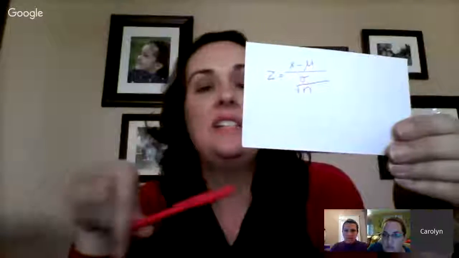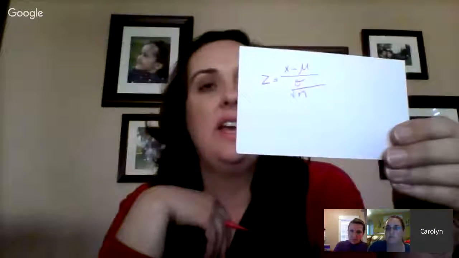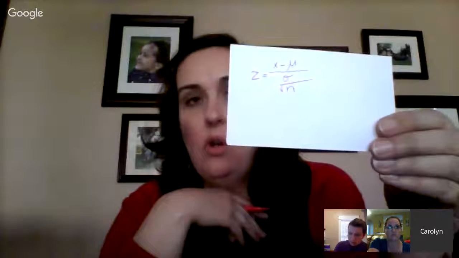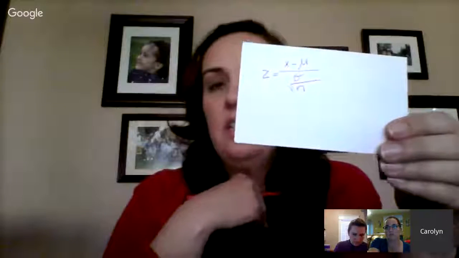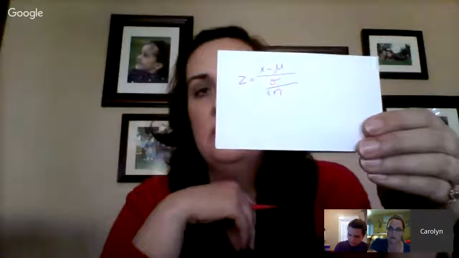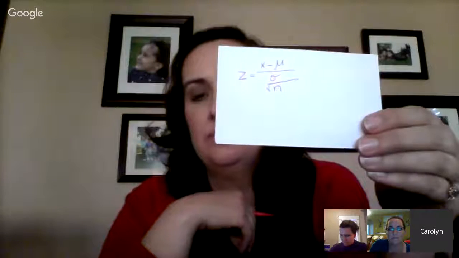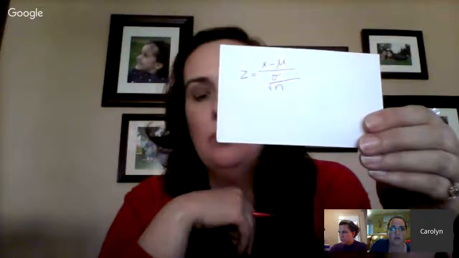Okay, yeah, so Z equals X minus the mean over the standard deviation divided by the square root of the sample size. Now the only question I have is, okay, so we're going to do this, but we don't have an X and we don't have a Z. So can we solve for... Well, it's not asking. Didn't we do that last time?